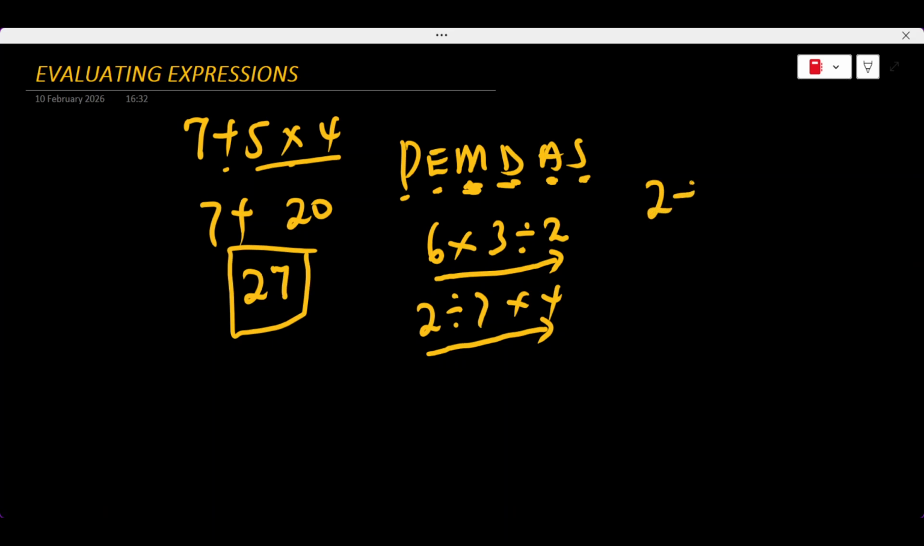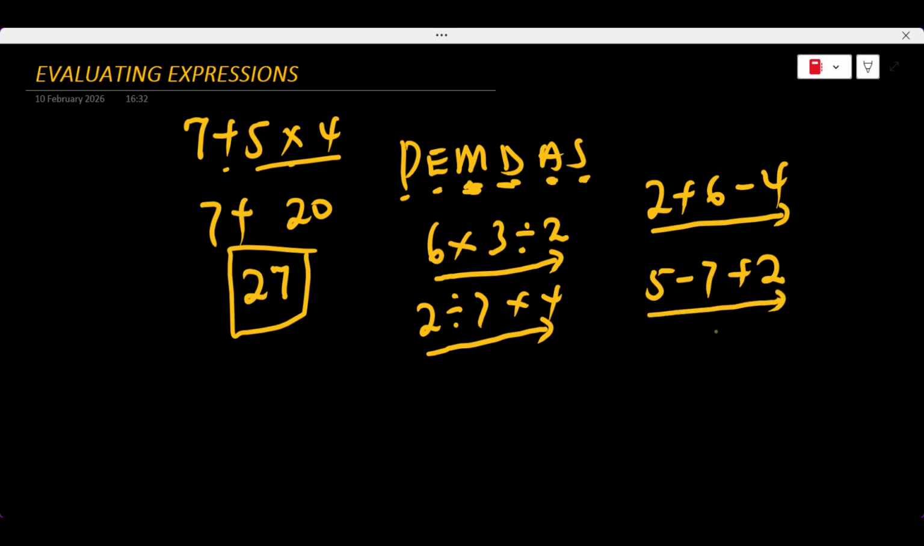Let's say we have 2 plus 6 minus 4. You solve it from left to right. If you have 5 minus 7 plus 2, you solve it from left to right. The reason is that wherever you start solving from, you are going to arrive at the same answer. With this concept in mind, let us look at our next example.